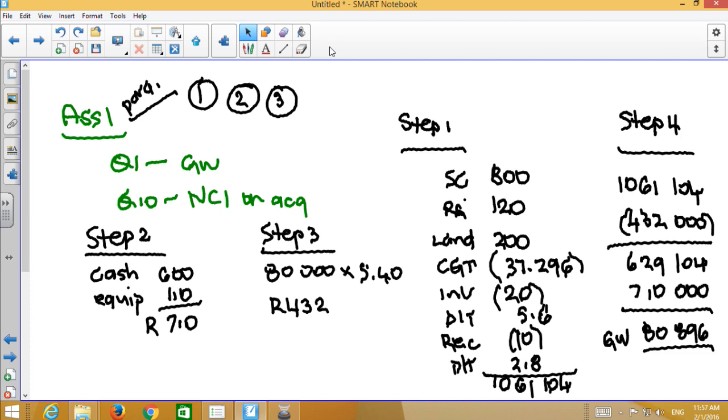Okay, question 10 asks you what is NCI, but it doesn't ask you for NCI for ordinary shares. It asks you what is the NCI on acquisition date for the preference shares. For the preference shares. So have a look at that.